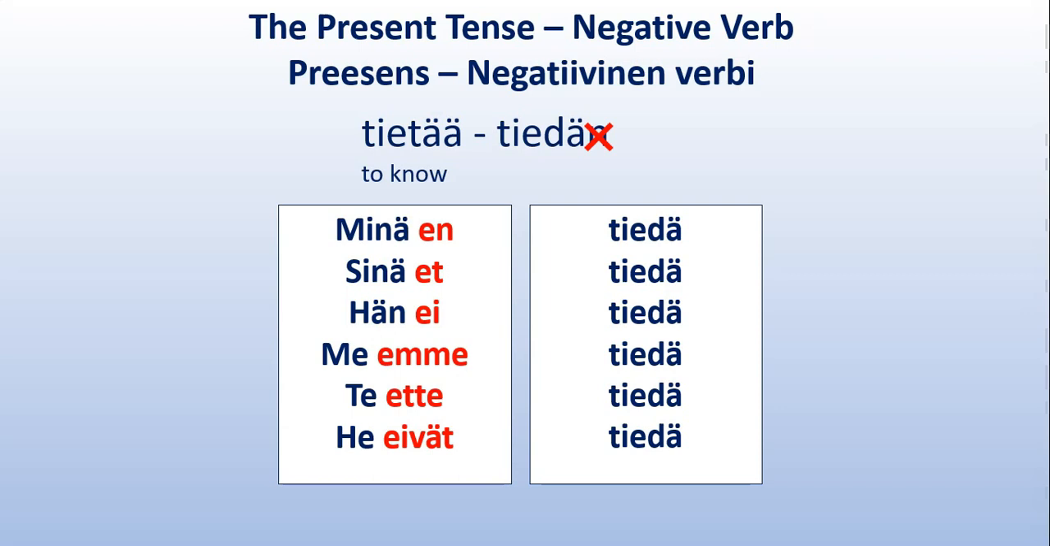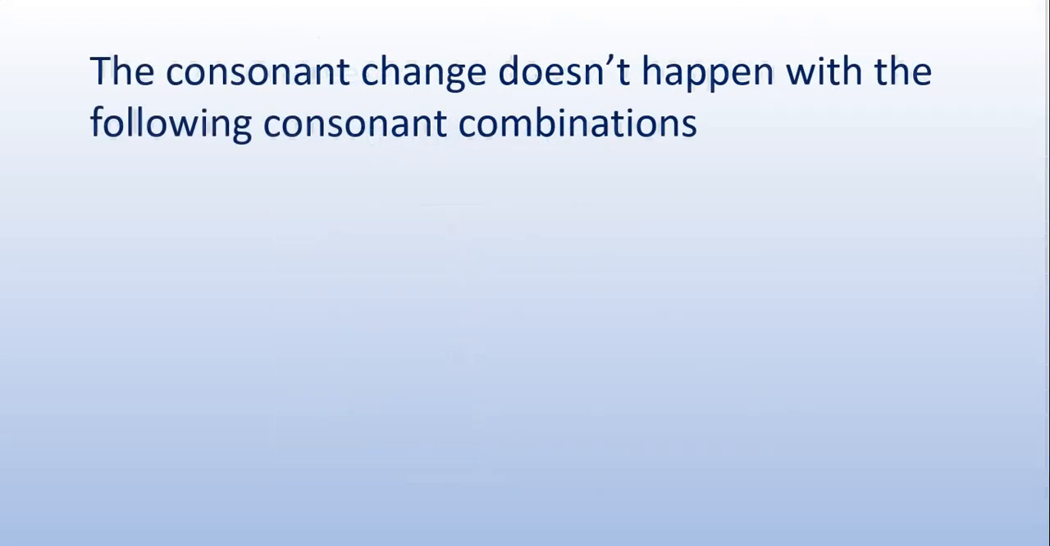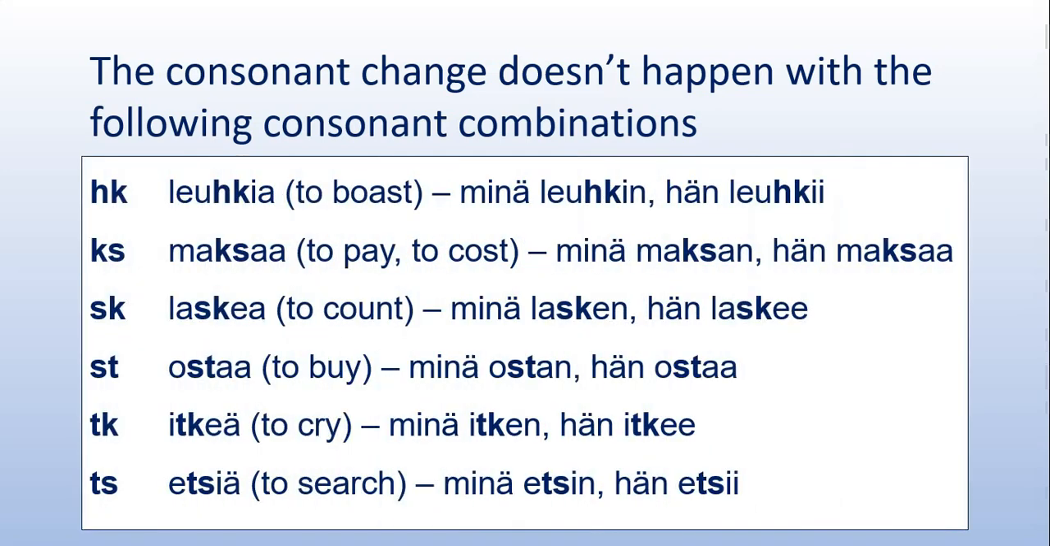There is one more thing you should know, and it's this one over here. The consonant change doesn't happen with the following consonant combinations. So here you have K and T, and yet there is no gradation. Let's read these ones as well. Leuhkia, to boast. Minä leuhkin, hän leuhkii. Maksaa, to pay, to cost. Minä maksan, hän maksaa.